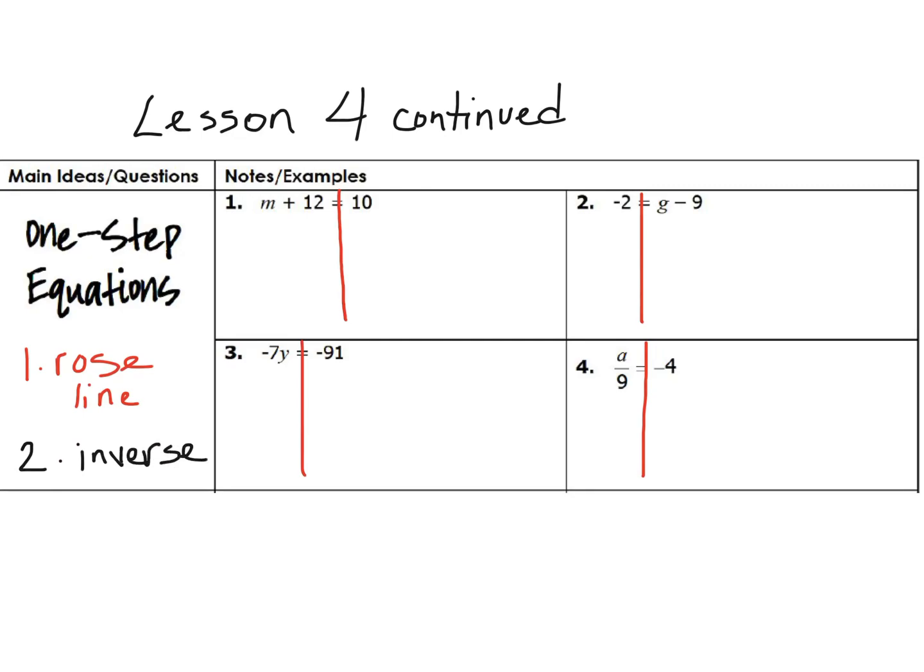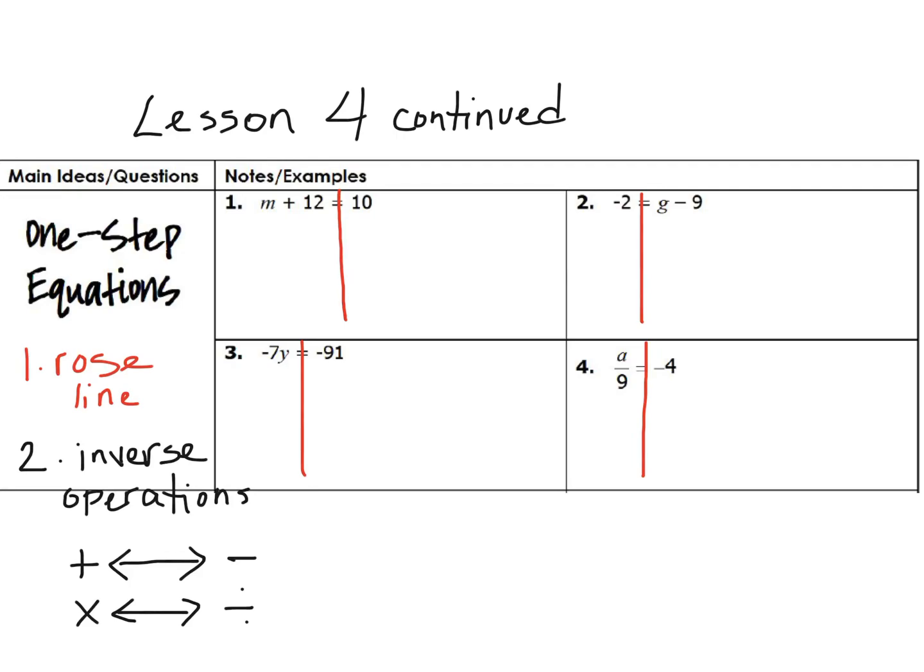Okay. The inverse operations are the same as what we discussed when we went over our properties of integers. So if I am adding, the inverse operation of that is subtraction. Or if I have subtraction, the inverse would be addition. Also, if I have multiplication, the inverse of multiplication is division. And then from division, the inverse would be multiplication.